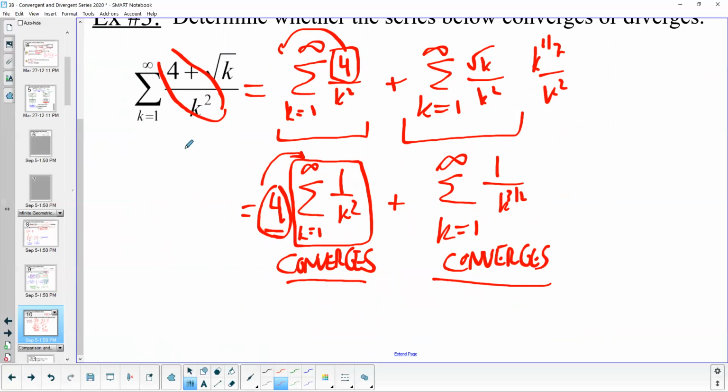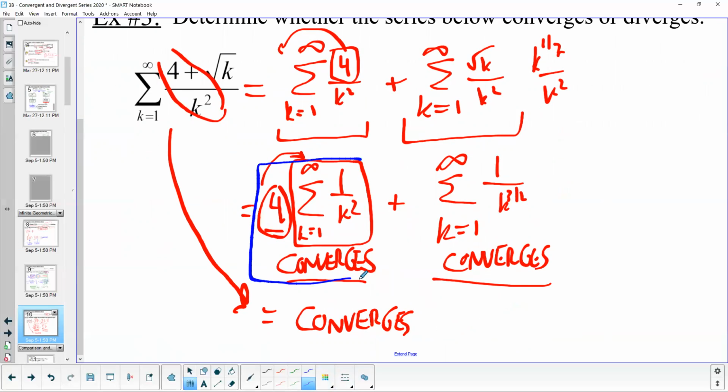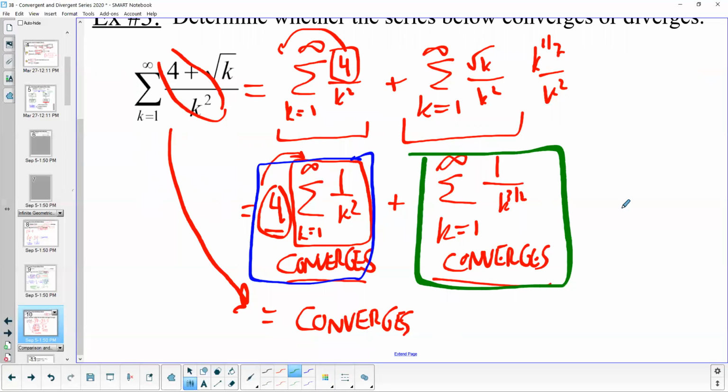So what does that tell me about the original series? It tells me that the original series also converges because the two parts that it split into also converge. Now, what would happen if we found out that this part converged, but this part over here diverged? Then the entire series would diverge. So you need both parts of this to converge for your series to converge.